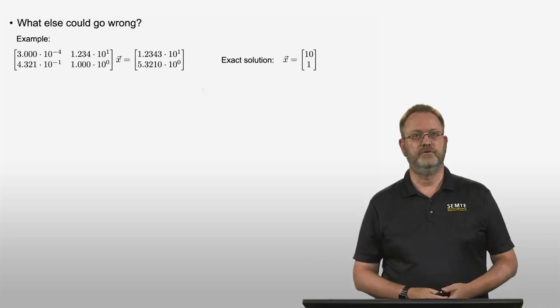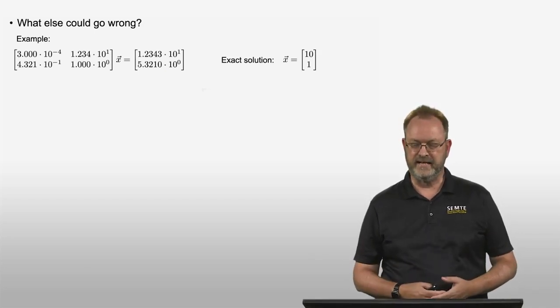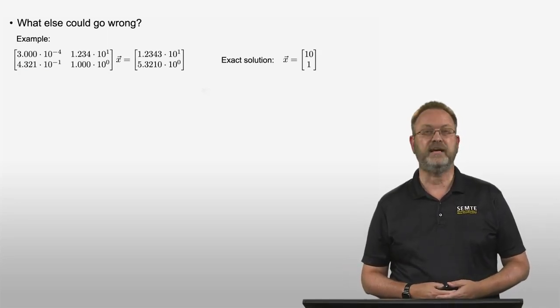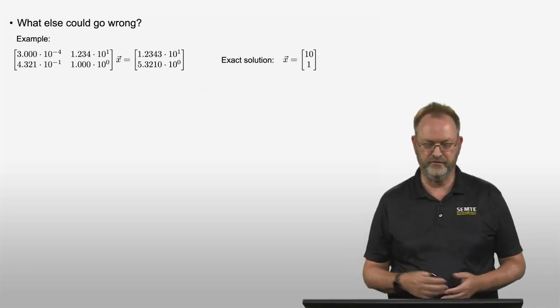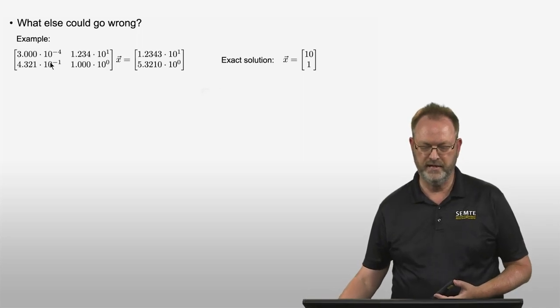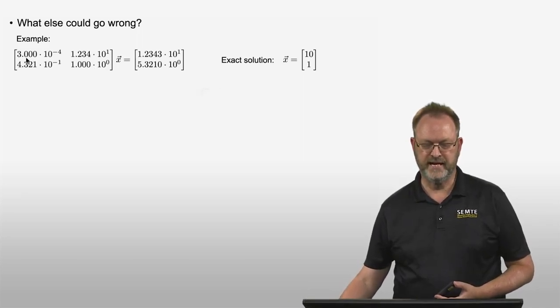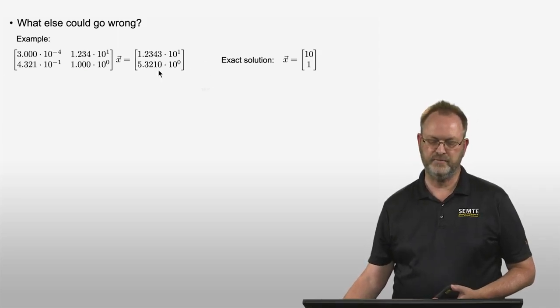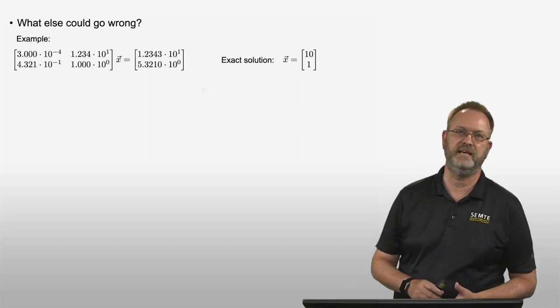The exact solution to this 2 by 2 system is that x1, the first entry, is 10, and the second entry is 1. You can verify this by plugging this exact solution into the matrix equation. So 10 times 3 times 10 to the negative 4 is 3 times 10 to the negative 3. If we add that to 1.234 times 10 to the power 1, we actually get 1.2343 times 10 to the power 1. And you can verify with the second equation as well that this is the exact solution.